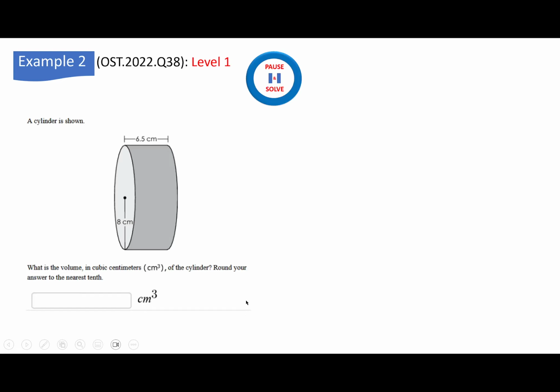Example 2. A cylinder is shown. This is level 1 because that is direct application of the formula. So we need to find the volume in cubic centimeters of the cylinder. Round your answer to the nearest tenth. Okay, solution again. That's the rounding to the nearest tenth.